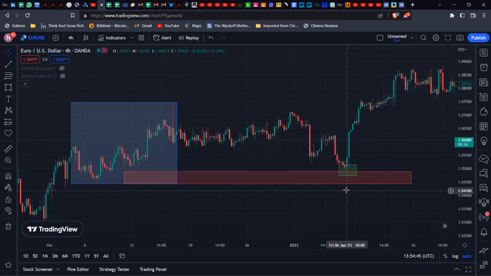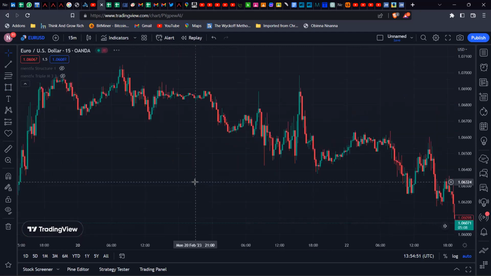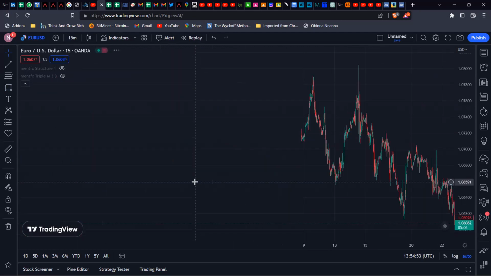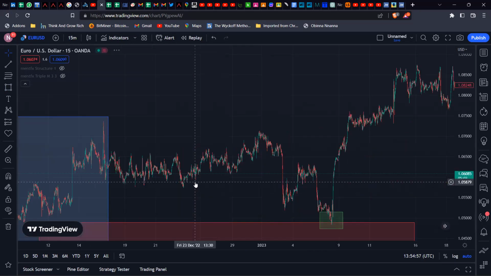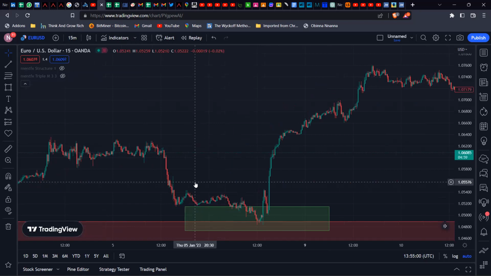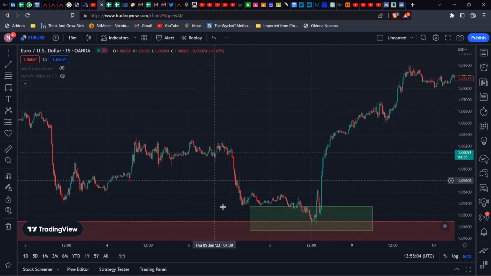Now, I don't think the chart will go back that far, but let me try. Let me look at the 15-minute chart, see if it can go back that far to that area. Let's see. Okay, yeah, it did. So this was actually the trade for me. Notice how price got to this area here.